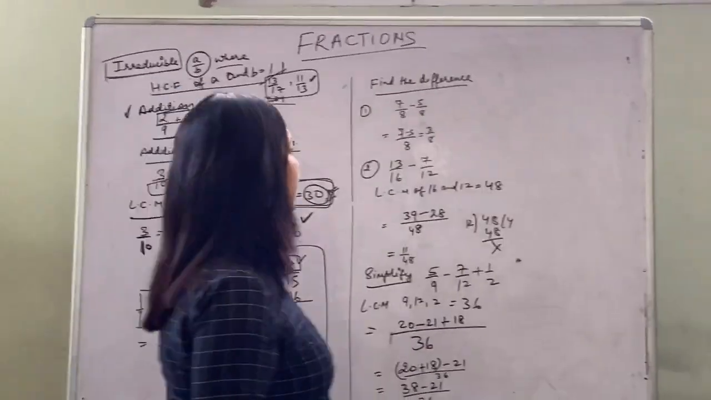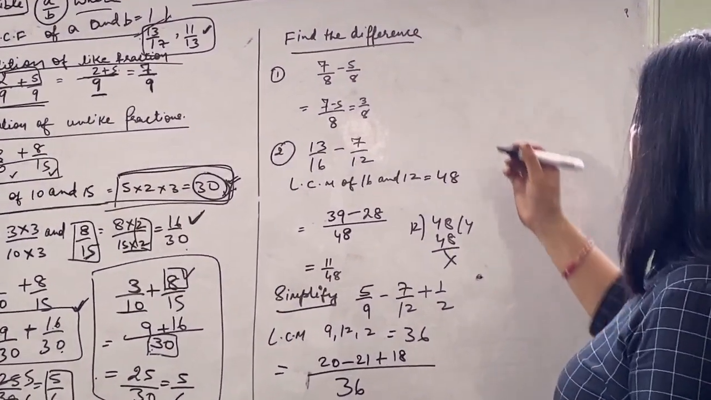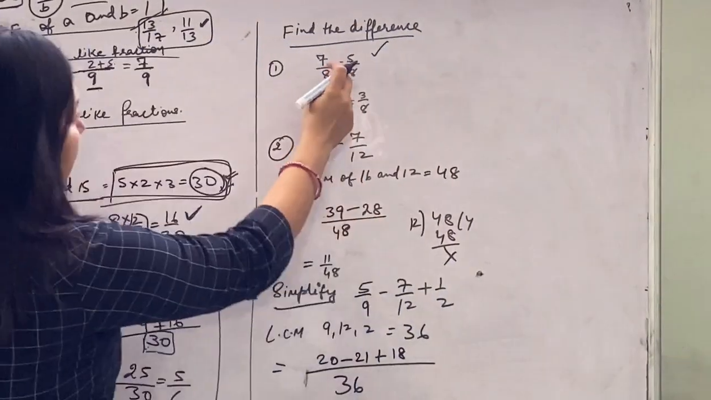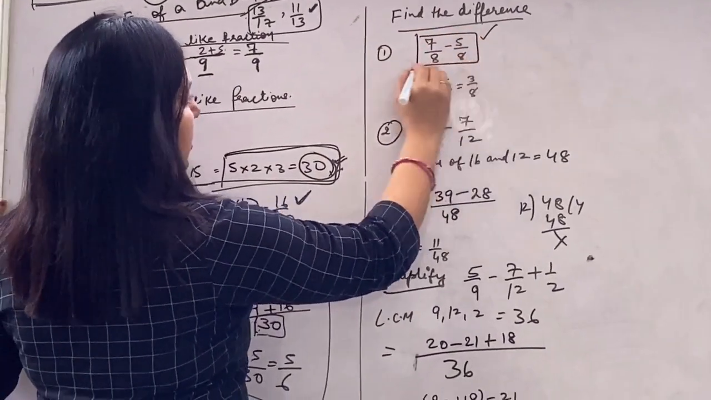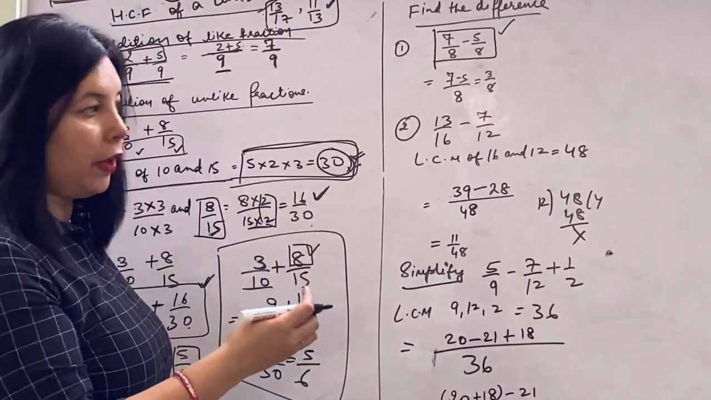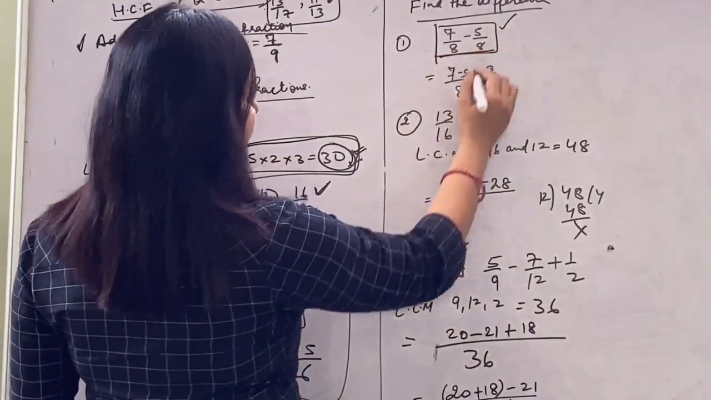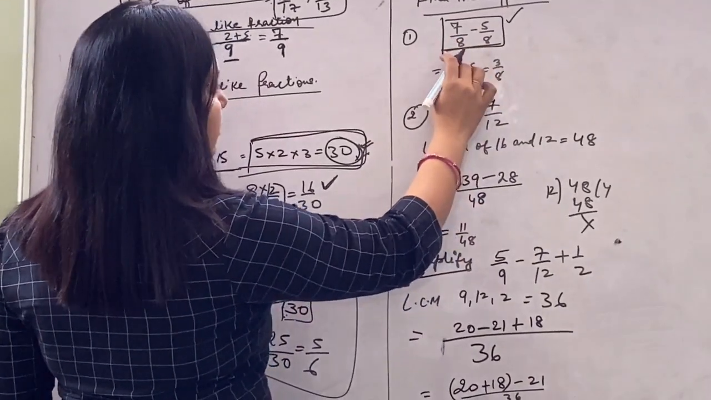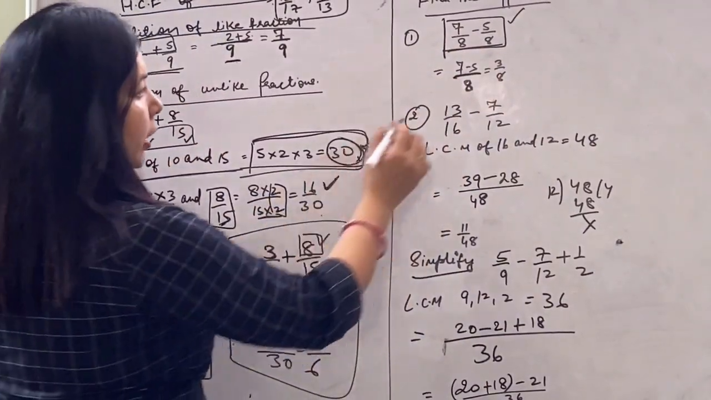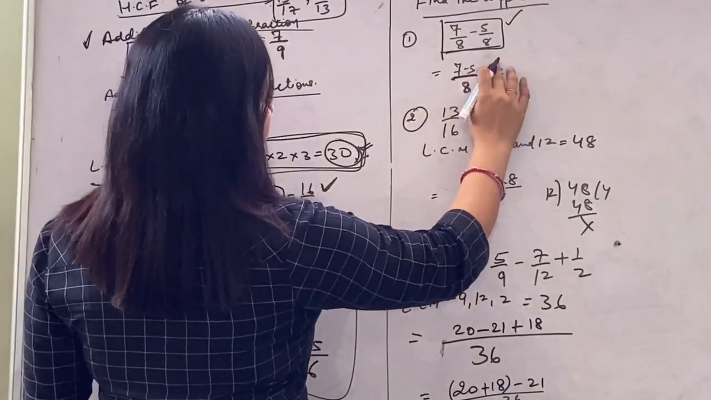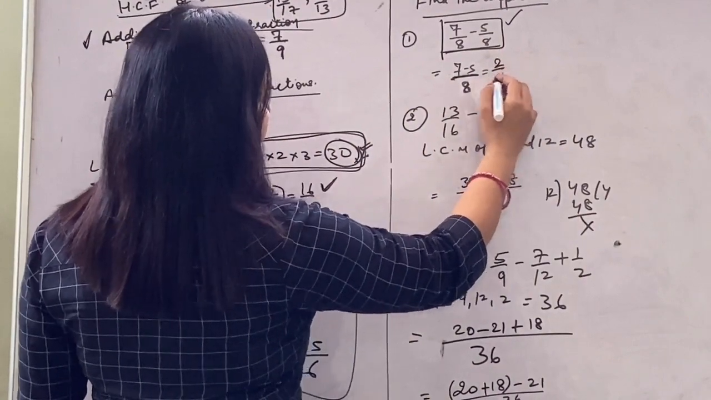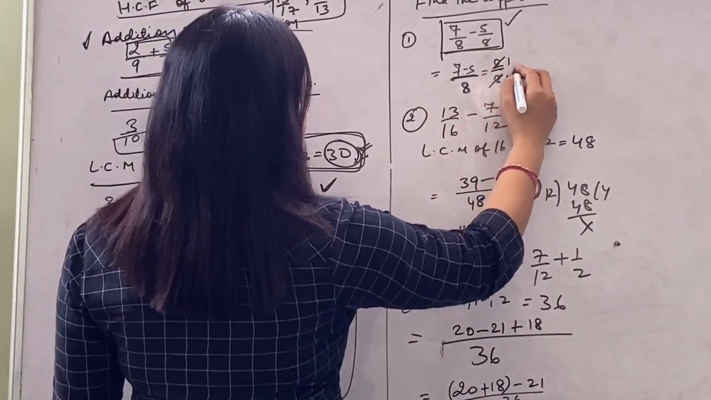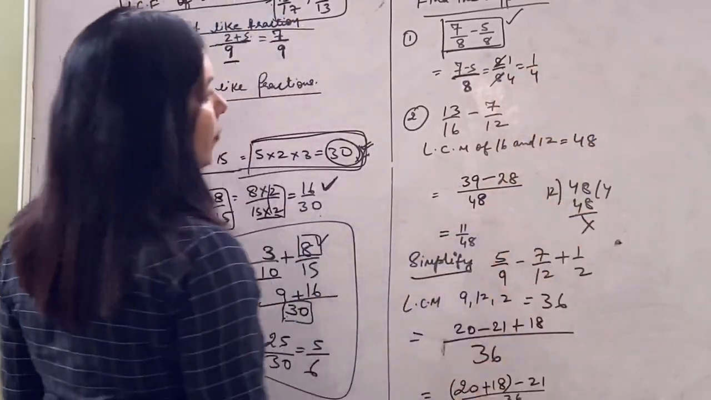Now let us come to some questions of differences. Like the first question, 7 by 8 minus 5 by 8. Again see, it is an example of a like fraction. So in case of like fractions, we write the denominator 8 here and subtract the numerators, that is 7 minus 5. So it will be 2 by 8 and we are going to bring it to the lowest term, that is 1 by 4.